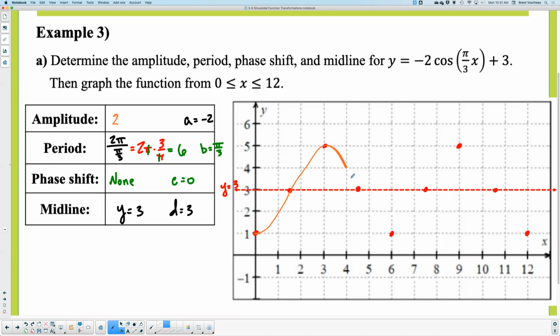Again, try to curve it as best you can. Try not to draw straight lines. And there's our cosine curve.